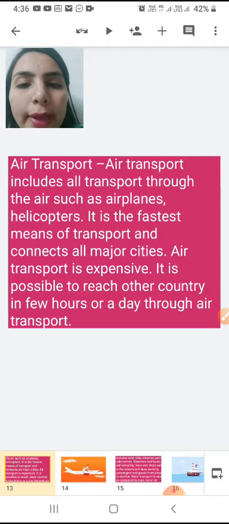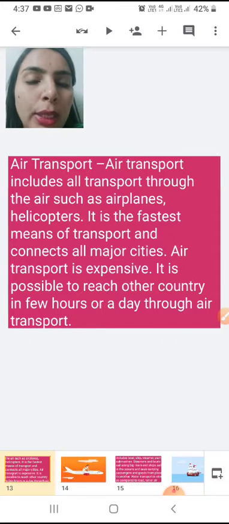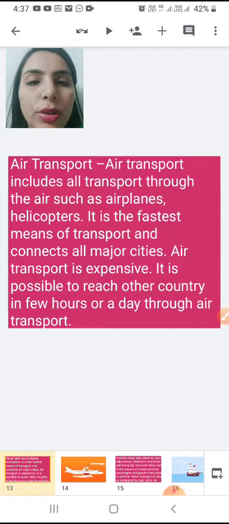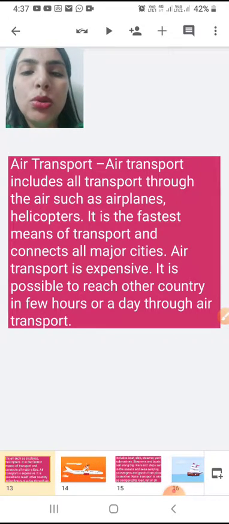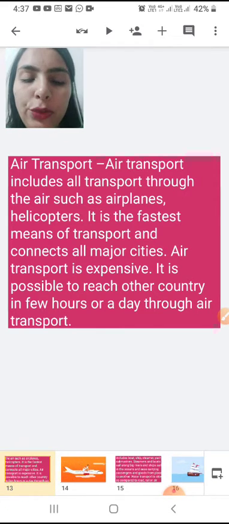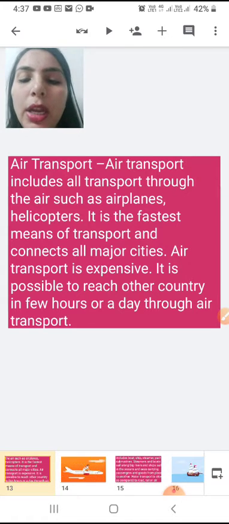But all the air transports are the fastest means of transport. That means if you travel by train, you can reach some country or some city within 1 or 2 days. Through air transport you can reach in only 3, 4 or 5 hours. So it is the best and the fastest means of transport to connect all the major cities or countries. Air transport is expensive.